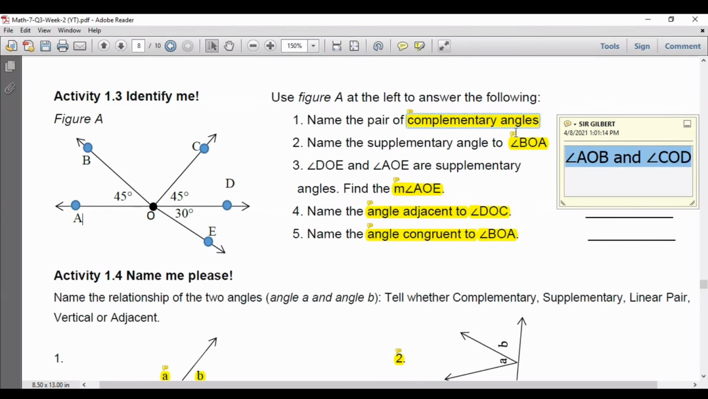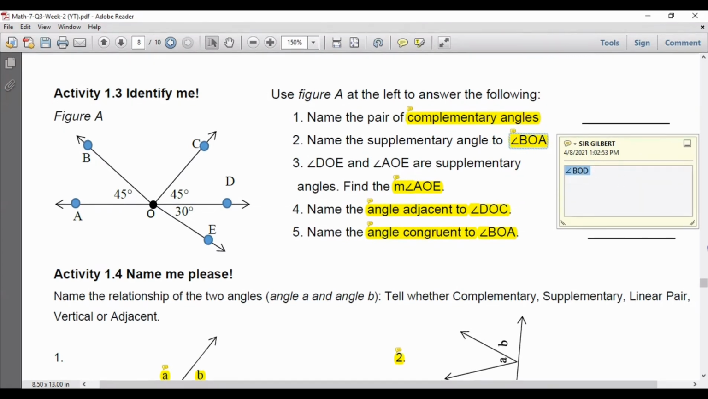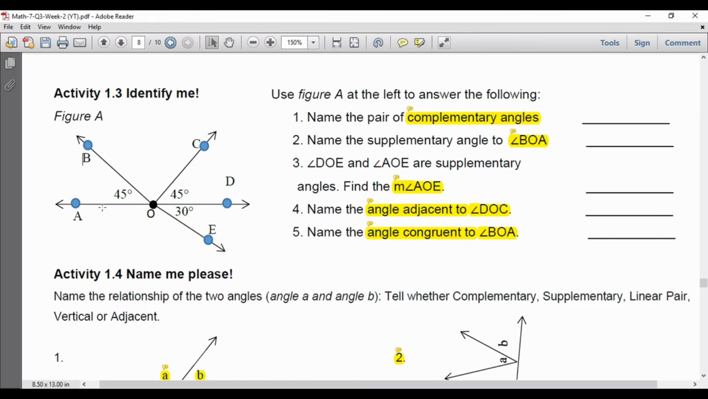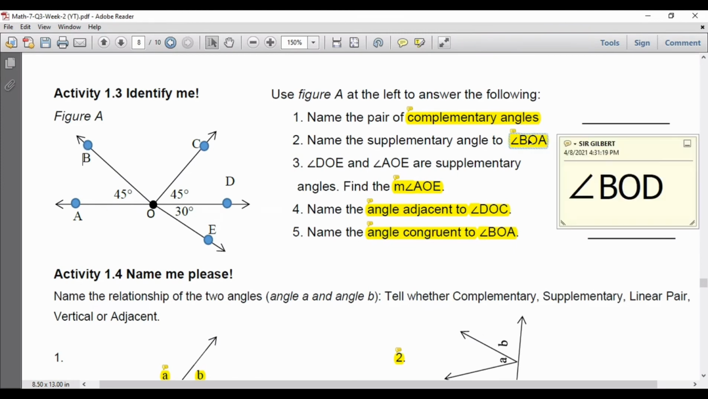Yes. Okay, how about this one? Tama ba? Angle BOD. Name the supplementary angle to BOD. BOA. So, BOA and BOD, supplementary angles. Okay, yan.